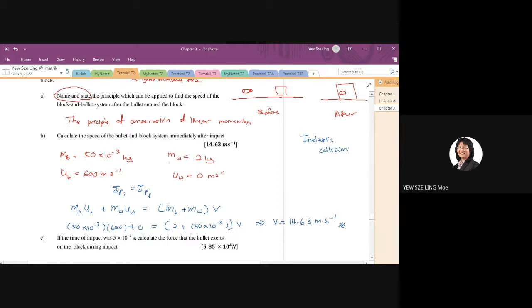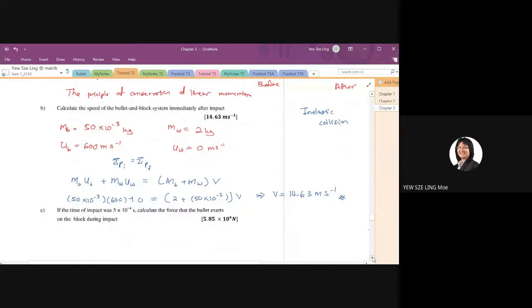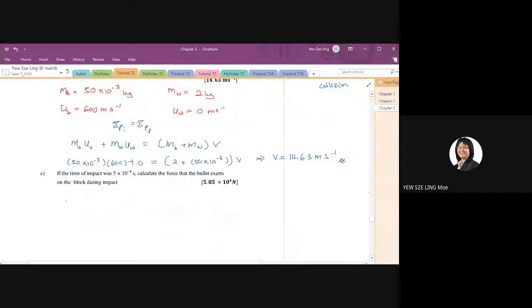So you have to be able to visualize the situations given. How to visualize? This is how you do it. Now question C, we are going back to impulse. If the time of impact was 5 times 10 to the power of negative 4, calculate the force that the bullet exerts on the block during the impact.